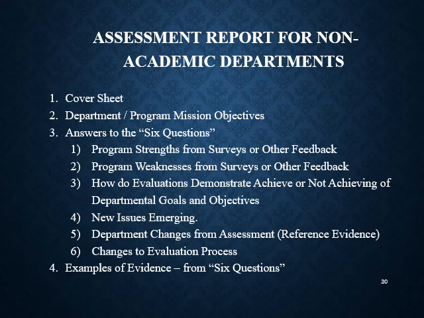Number 5, this gets to what I mentioned earlier on academic departments in terms of identifying changes from assessment. This is where you would list the changes you have made based on assessment from this year or the previous year, and cite the evidence that is related to those changes. And then number 6, recommendations for changes to the evaluation process itself, or the assessment process itself.